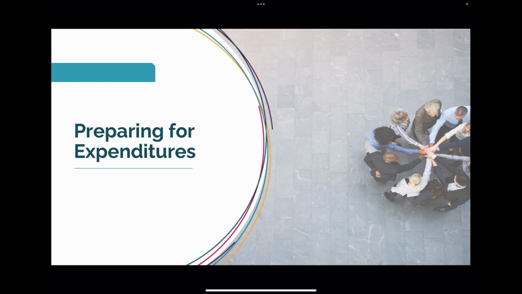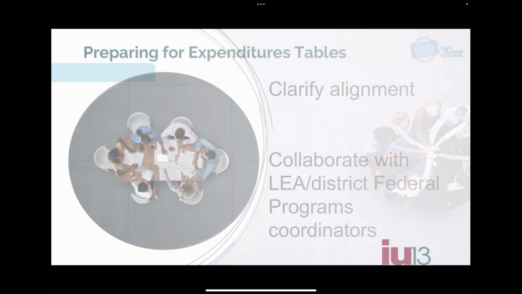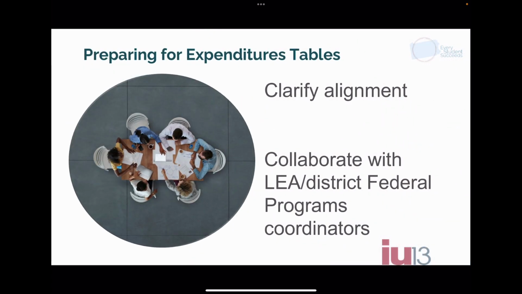There are steps that school leaders can take to prepare for completing the expenditure tables. Overall, there are two areas to consider before entering expenditures. First is clarifying alignment across all elements of your plan, and second is to collaborate with the individual in your organization who oversees federal programming.